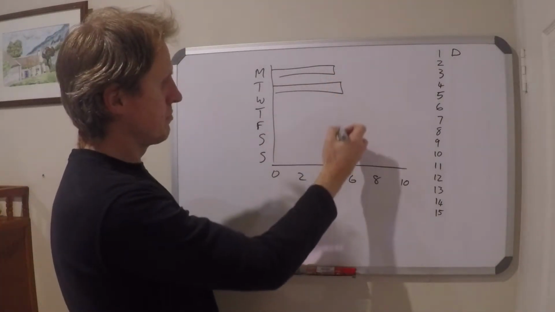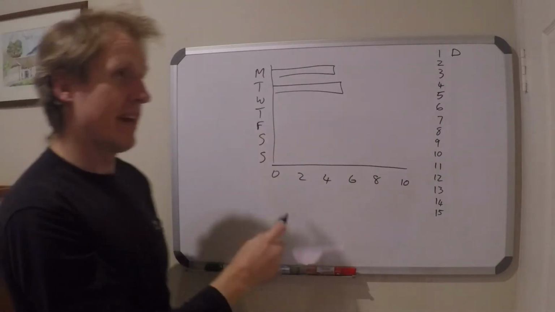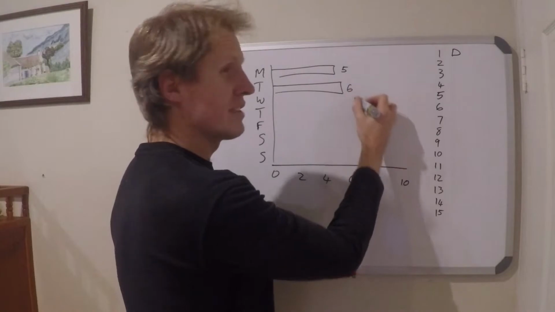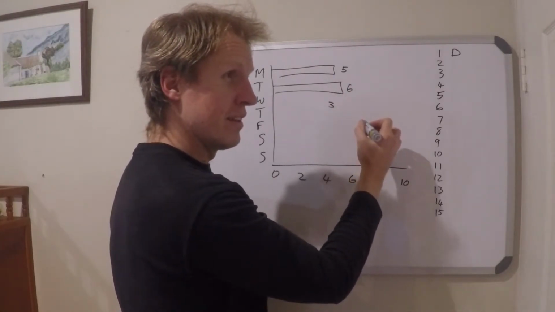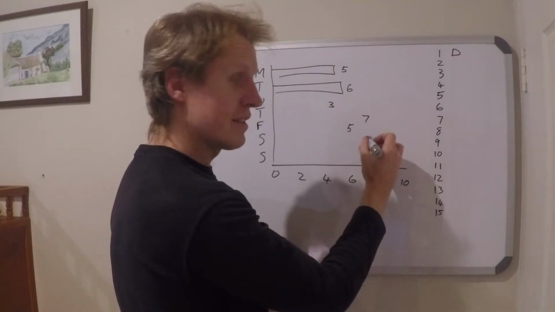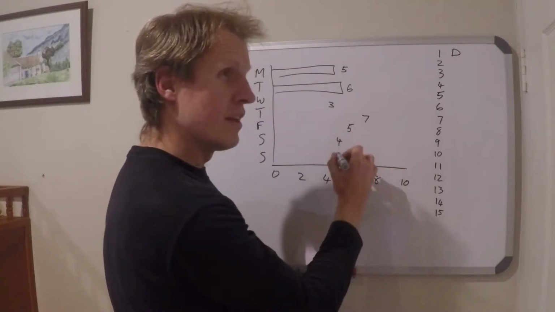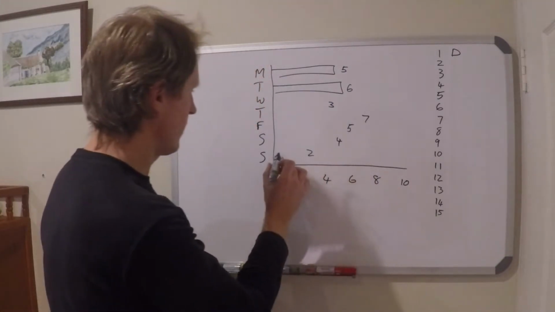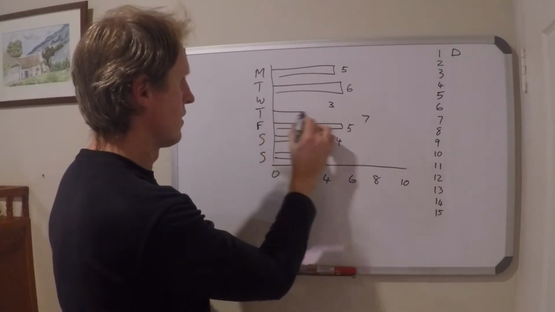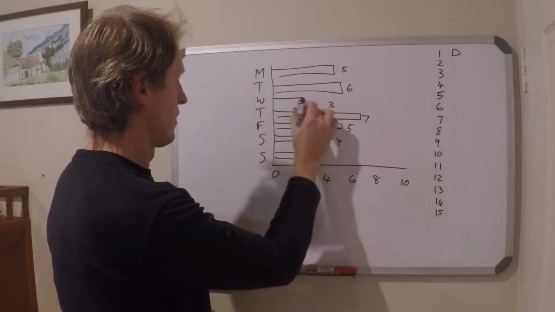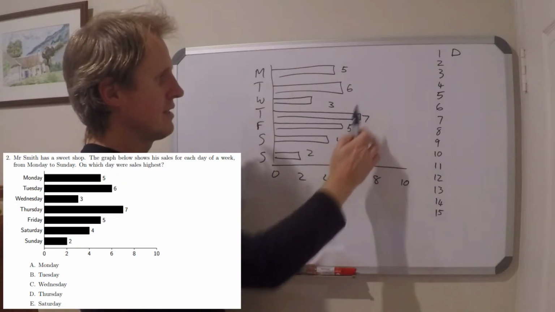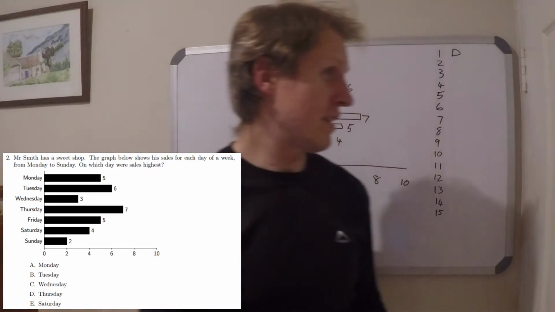Now obviously the length of the bar represents the sales for that particular day. I'm not going to draw it to scale, but Monday is at 5, Tuesday was 6, Wednesday was 3, Thursday is 7, Friday is 5, Saturday was 4, Sunday is 2. Okay, so we can draw those in. Something like that. And it's quite clear that on Thursday the bar is the longest. It's also got the highest number, 7 sales, and therefore the answer is D, Thursday.